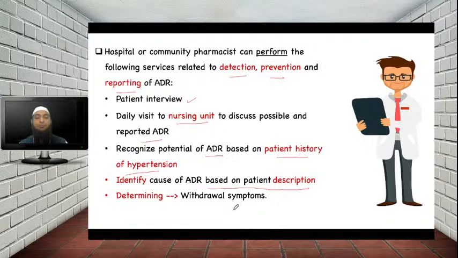Lastly, you can also look for any withdrawal symptoms in the patient, right? For example, if the patient suddenly withdraws a particular medication, especially psychological medicines or medicines given for the treatment of depression and psychosis, then the patient suffers from withdrawal symptoms. So those are also called adverse drug reactions. If that is the case, pharmacists must be able to be involved in determining the withdrawal symptoms related to a particular medicine. So these are the different services you can perform as a pharmacist to detect, prevent and also for proper reporting of adverse drug reactions.